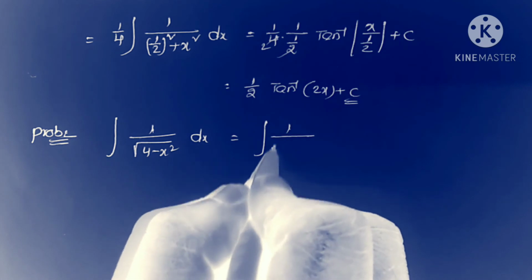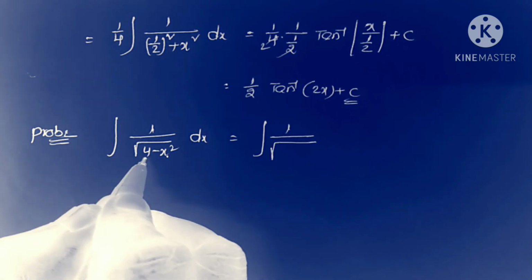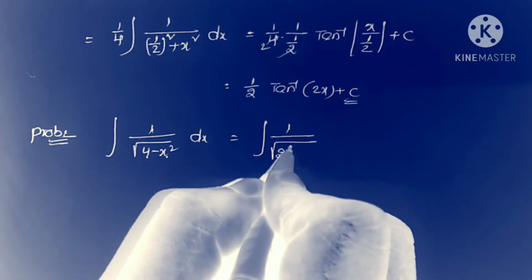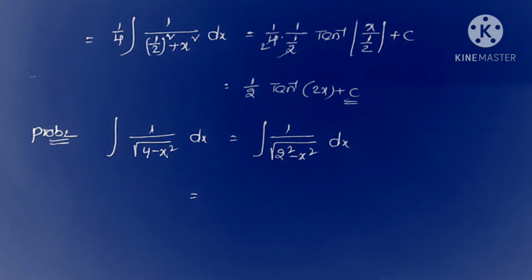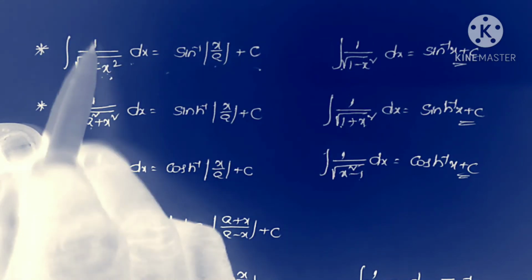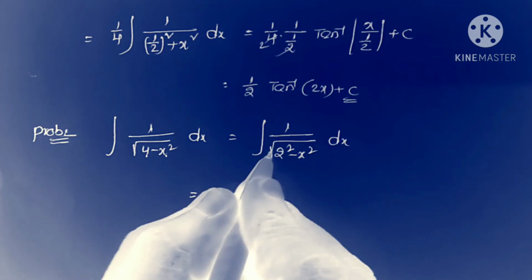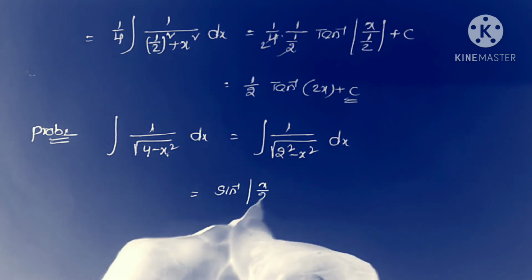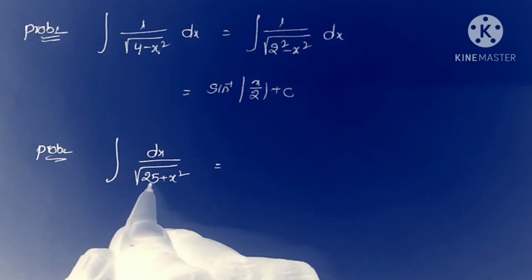Next problem: integral 1 by square root of 4 minus x square into dx. Now here we have the x square coefficient as 1, so we don't take any number common from this term. What is the next step? We want to convert this term into square form, that is 4 is taken as 2 square: 2 square minus x square into dx, which is in the form of 1 by square root of a square minus x square. That is sine inverse x by a, so sine inverse of x by 2 plus c. That's all.